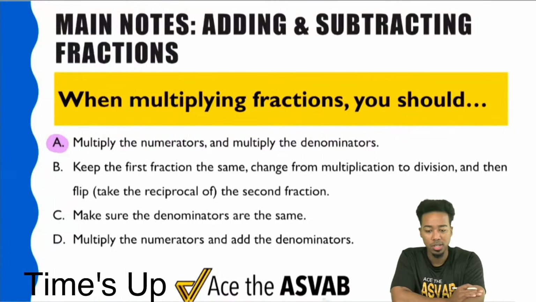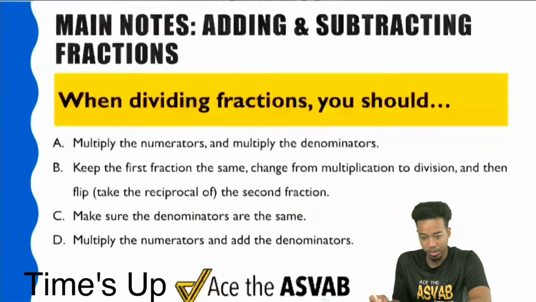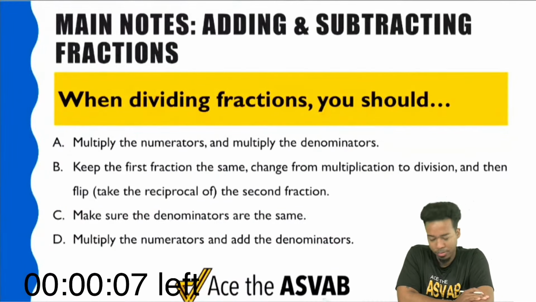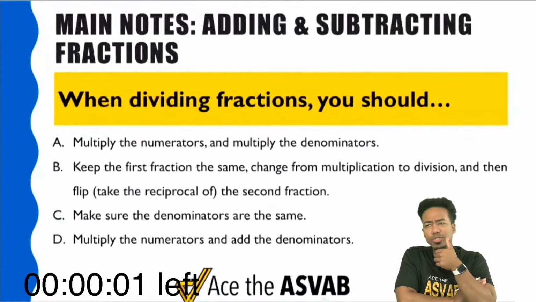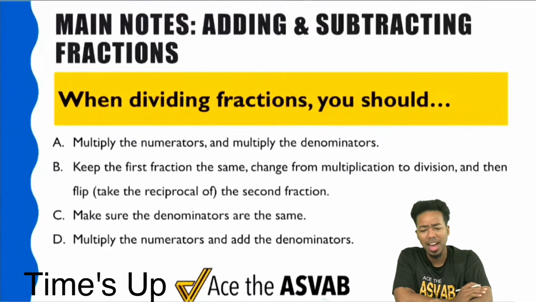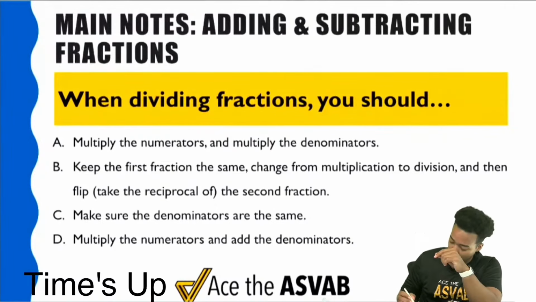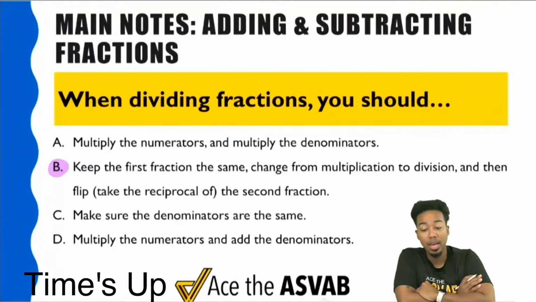Let's go and get this next one here. 3, 2, and 1. Go. How about when dividing? 3, 2, and 1. When dividing fractions, you should what? B. That's right. Keep the first fraction the same. Change from multiplication to division. And then flip. Take the reciprocal.